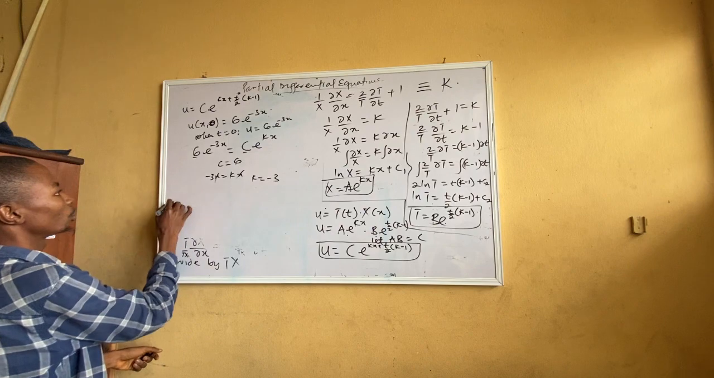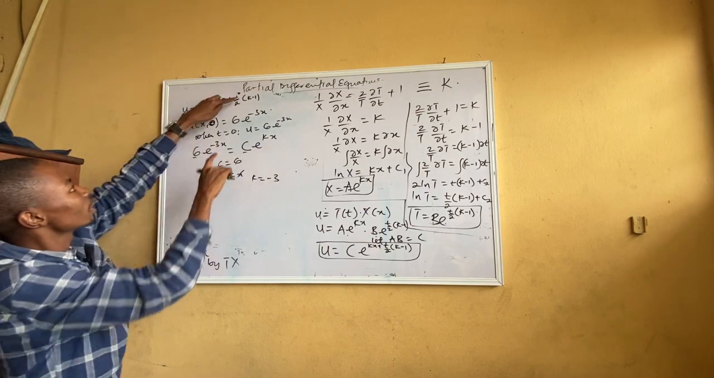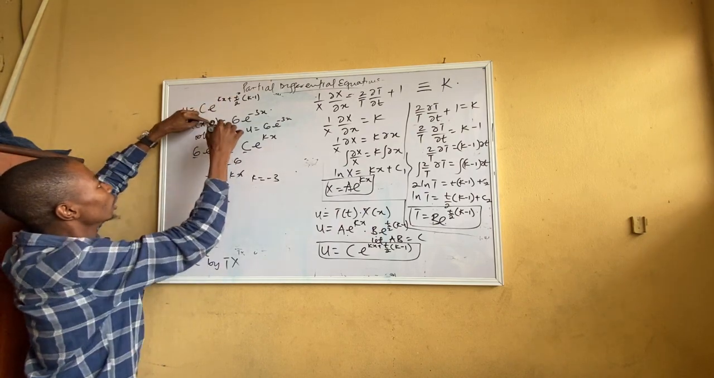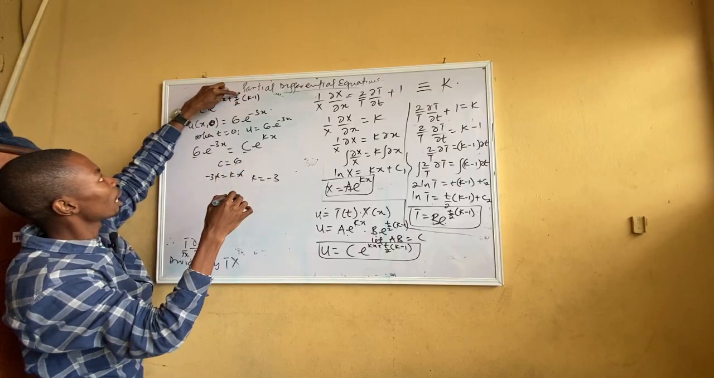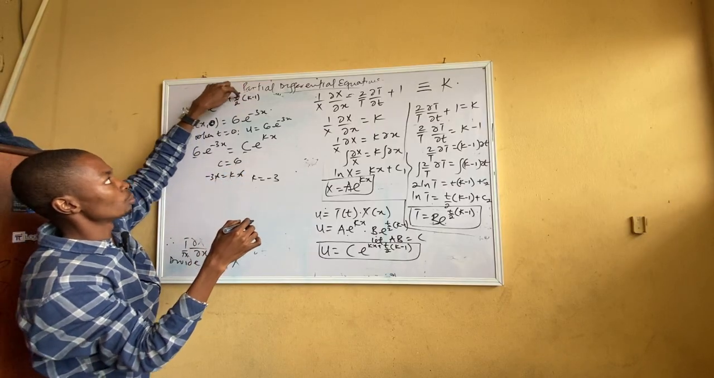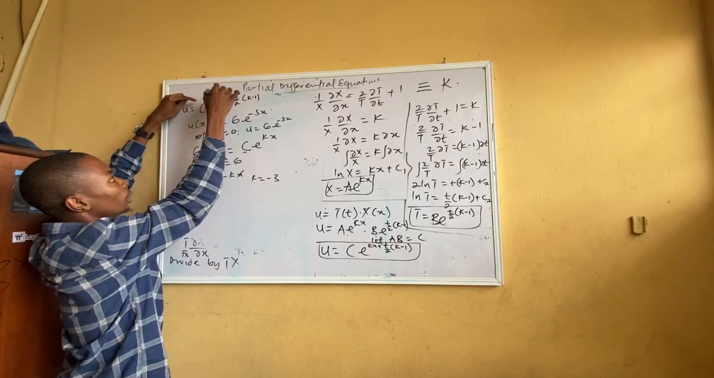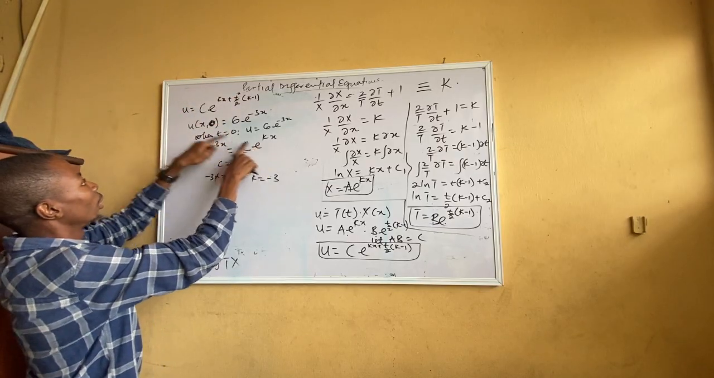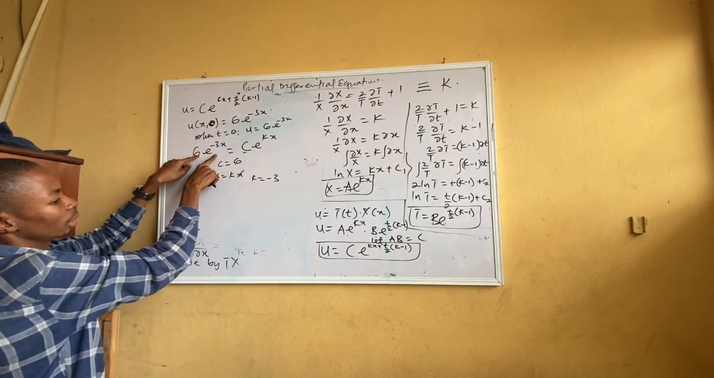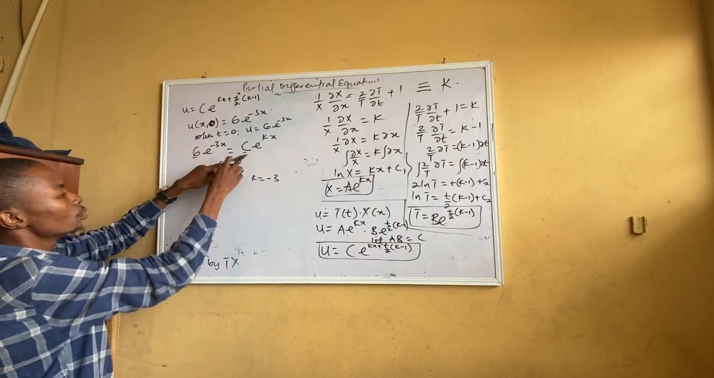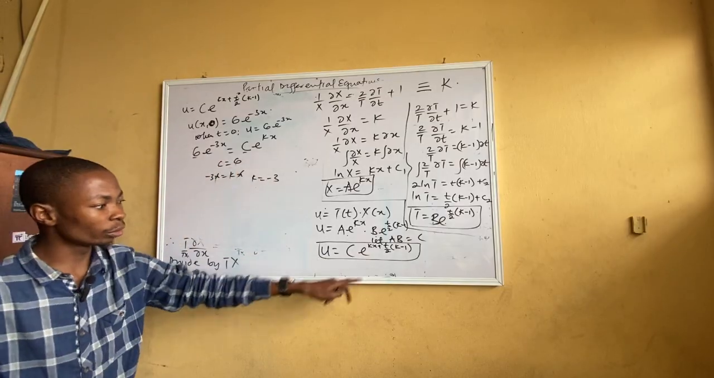Do you understand what I'm doing? If t is 0, it means that when we have 0 over 2 times anything here, it will turn to 0. So it will only remain this part. We are having it here, and that u is 6 exponential minus 3x according to the condition. So put the two values back into your general solution.